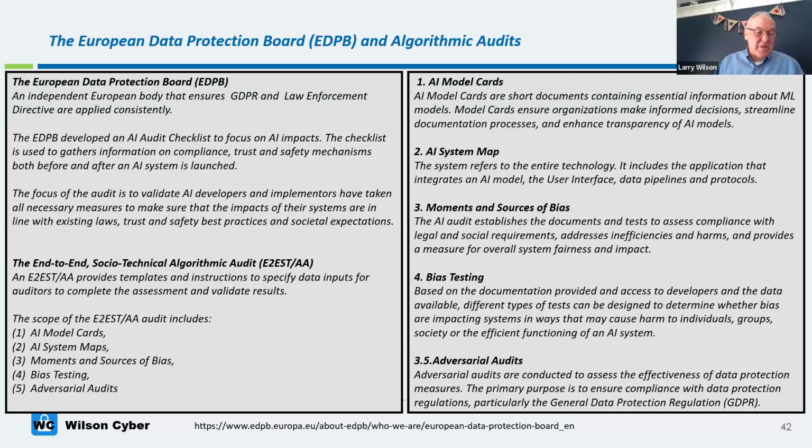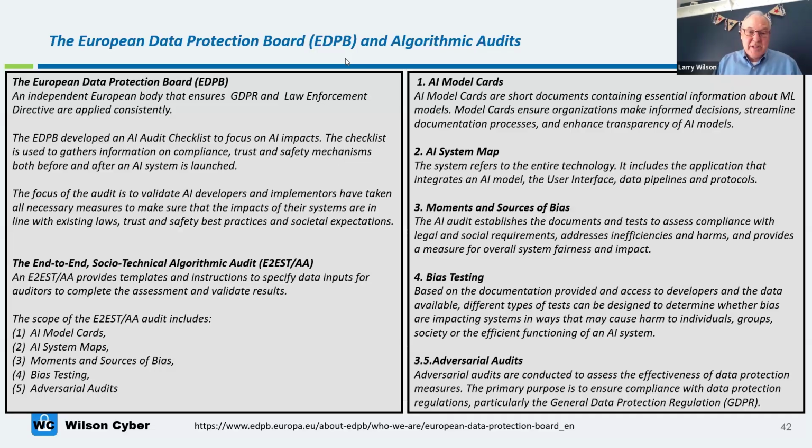And these are some of the deliverables: the model cards, the system maps, which we've talked about earlier as architecture diagrams and workflow diagrams, moments and sources of bias, testing of bias, and adversarial audits. The model cards are short documents containing essential information about AI models, and they give you a template for building your model cards. They ensure organizations make informed decisions, streamline documentation, and enhance transparency of AI models, which includes security controls.